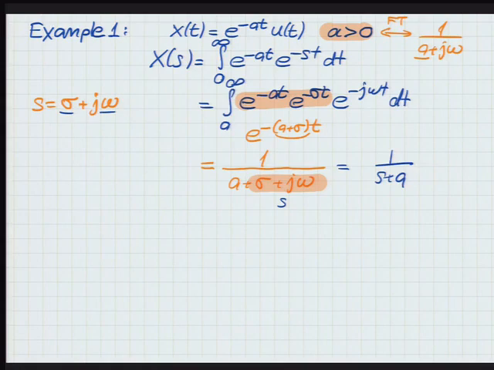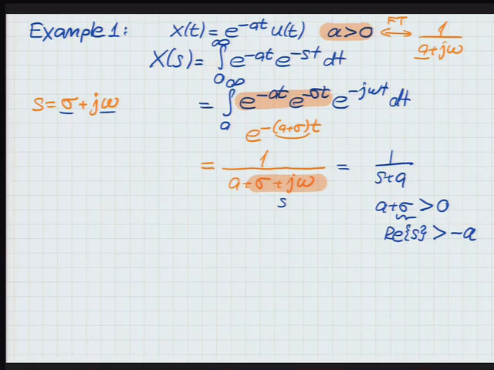So we can claim that this is the Laplace transform X of s, provided that a plus sigma is positive, meaning that, remember this is the real part of s, right? Meaning that the real part of s is bigger than negative a, right? So when you say this integral gives me that, you need to be clear about when that integral actually converges, when that's a well-defined object.